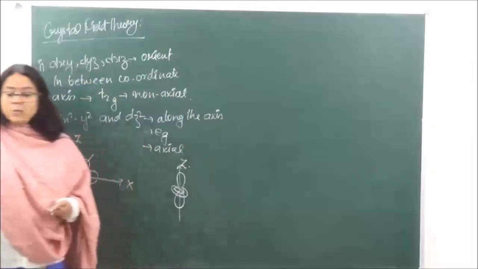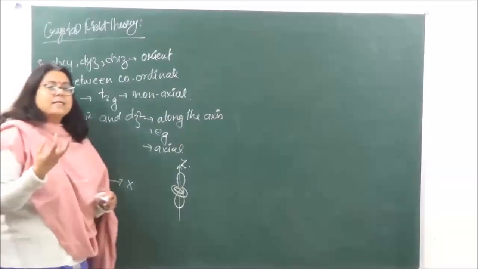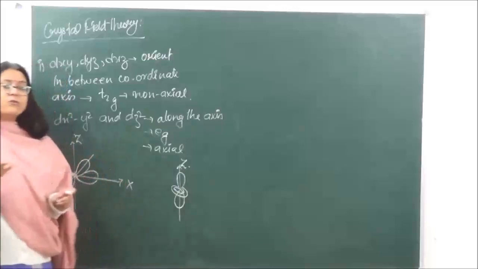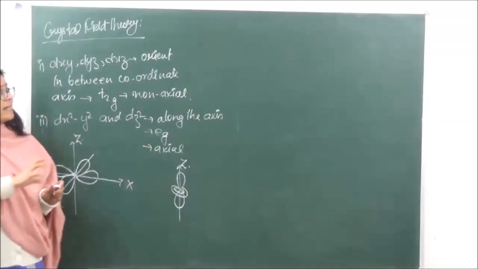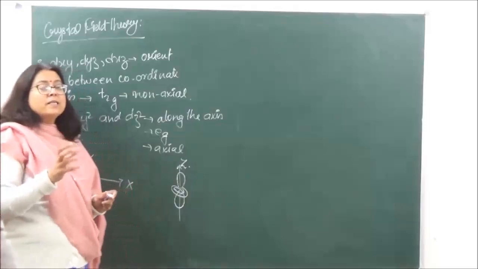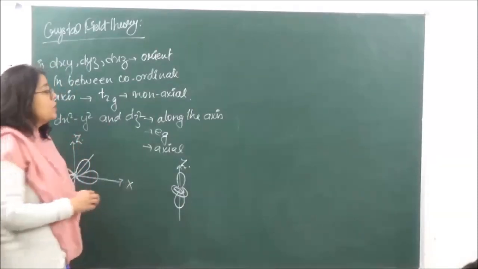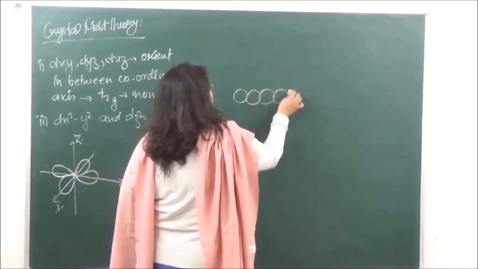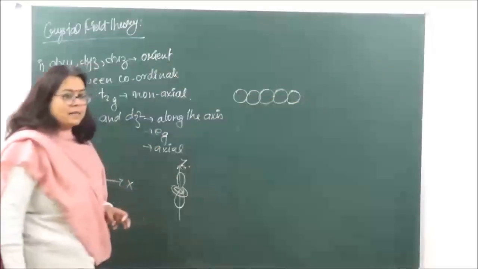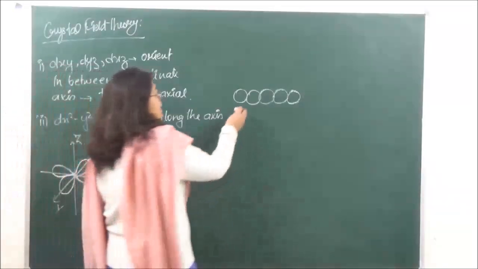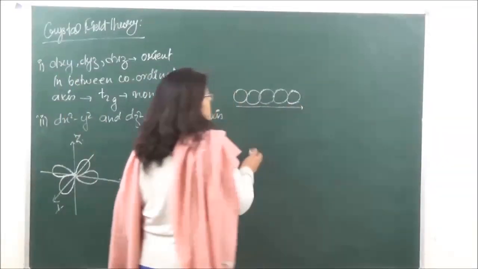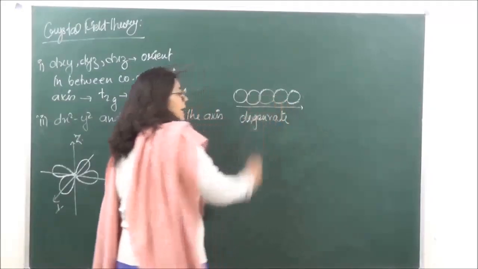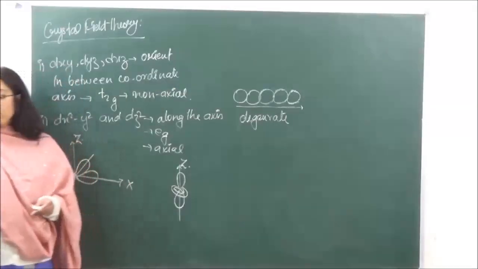We say that whenever there is an independent central metal atom present, all the 5 orbitals of d are going to be at the same energy level. If they are at the same energy level, they are said to be a set of degenerate orbitals. Okay? So we are saying that for an individual central metal atom, all the 5 d orbitals are present at the same energy level, and they are said to be a set of degenerate orbitals.